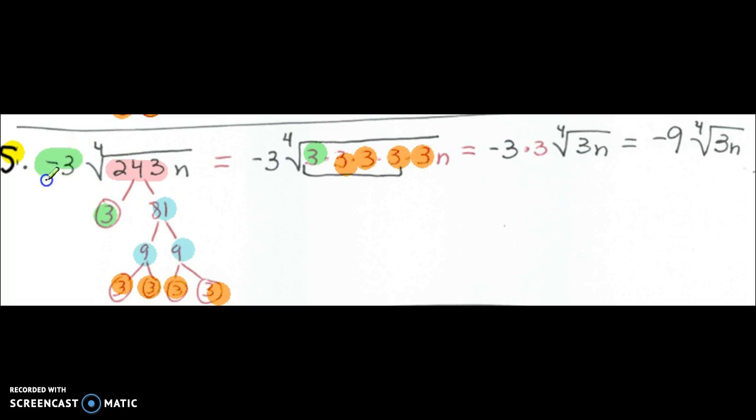In the original problem, outside the radical, I had -3. It stays outside the radical. My index is 4. I am looking for sets of 4's to come out. So I have 4 3's. That's where that 3 came out. Then I multiply them all together. That's how I got that answer. Don't forget to write your index of 4.